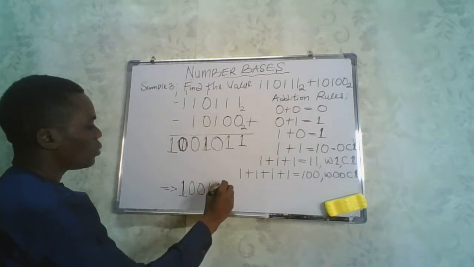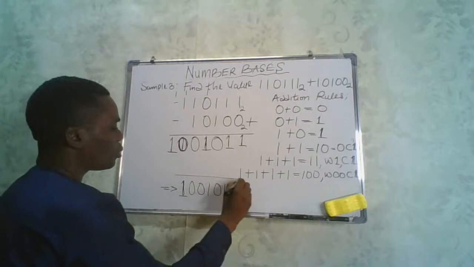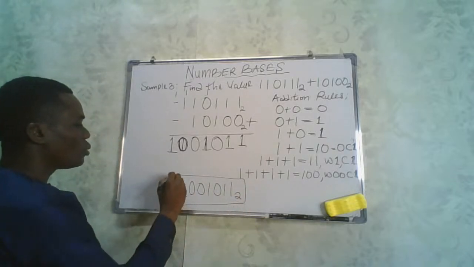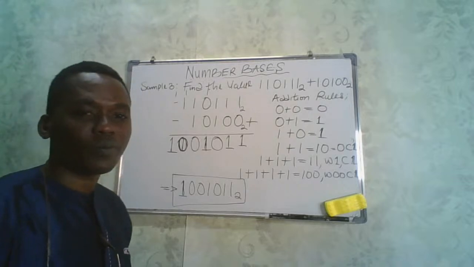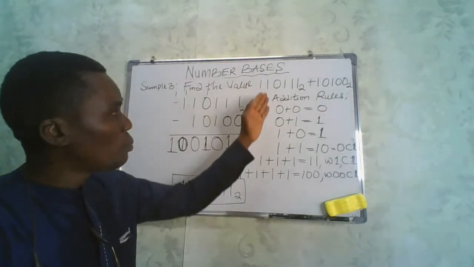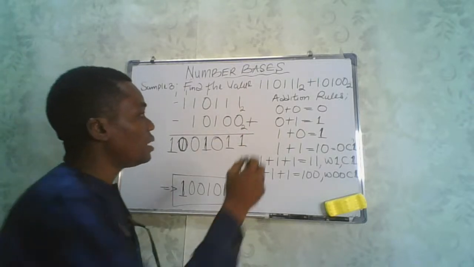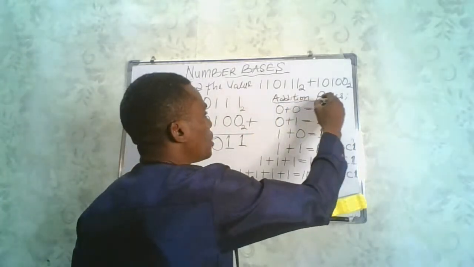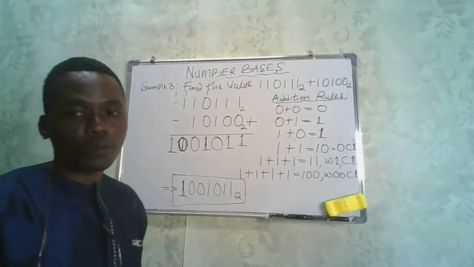So the solution to this question, the addition of those two numbers in base 2, is 1, 0, 0, 1, 0, 1, 1, and it's in base what? In base 2. And that is the solution to that question that is given to us. So you see, it's very easy. Now I want you to bear these addition rules at the back of your mind because you're going to need them when carrying out operations in addition.